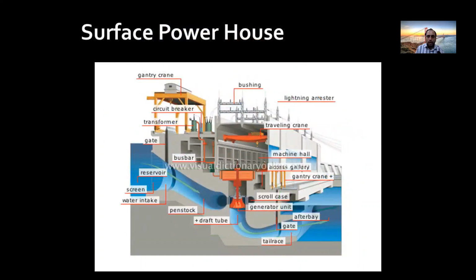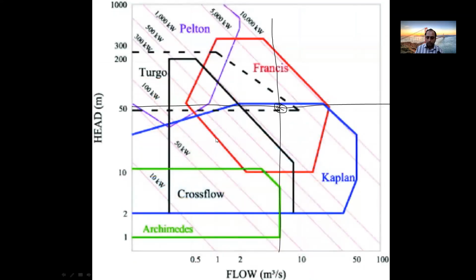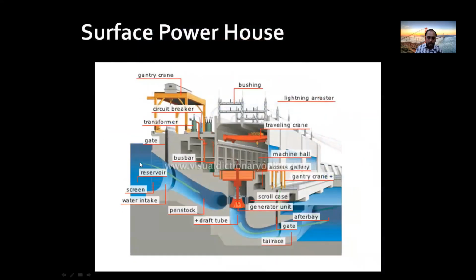Surface powerhouse. These are typical components of a surface powerhouse. You have this reservoir, and from the reservoir directly the penstock is coming, and no desilting basin, because in case of a storage scheme, you have a large reservoir, so silting takes place at the upstream of the reservoir, and generally you have clear water. So directly there is an intake, and from the intake the penstock directly meets the turbines, scroll case, a draft tube, and it exits to the tail race pool.